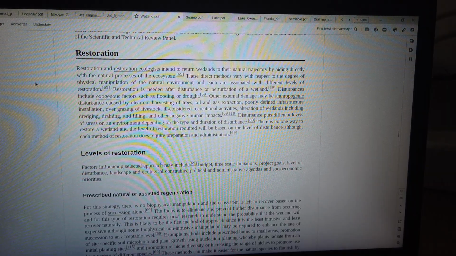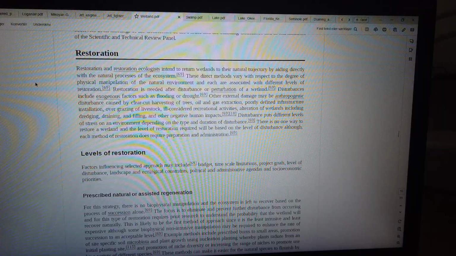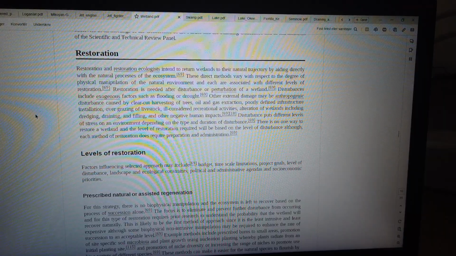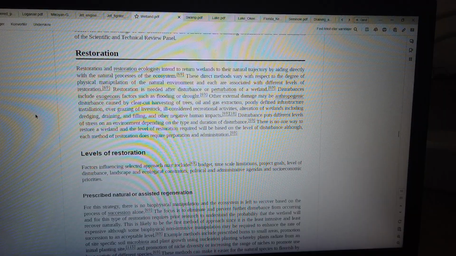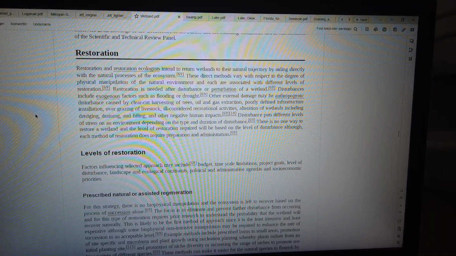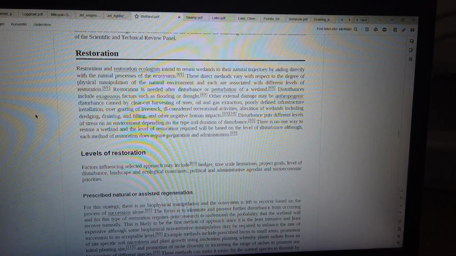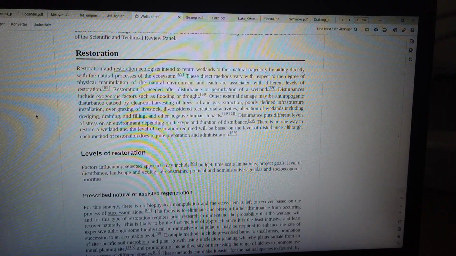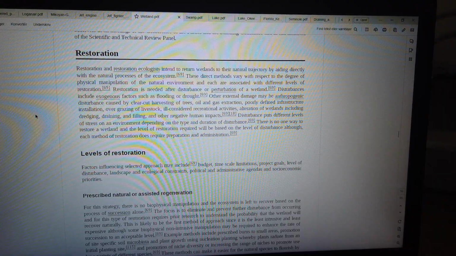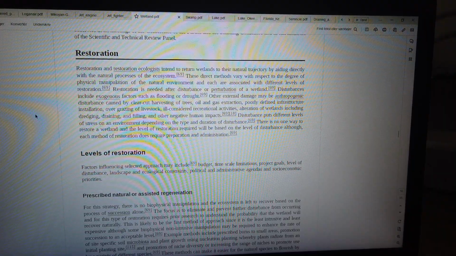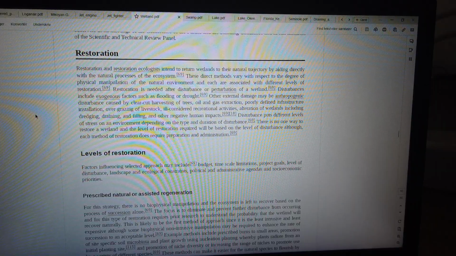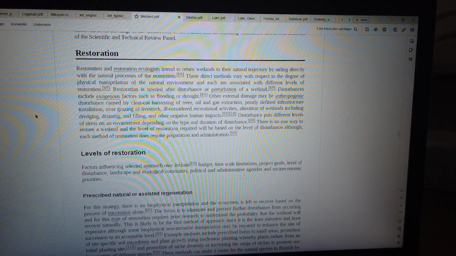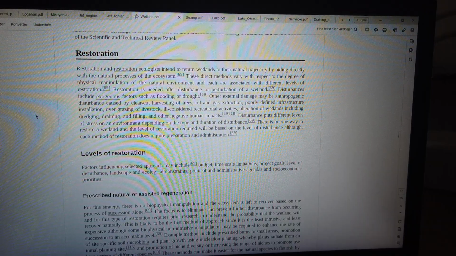Other external damage may be anthropogenic disturbance caused by clear-cut harvesting of trees, oil and gas extraction, poorly defined infrastructure installation, overgrazing of livestock, ill-considered recreational activities, alteration of wetlands including dredging, draining, and filling, and other negative human impacts. Disturbance puts different levels of stress on an environment depending on the type and duration of disturbance.